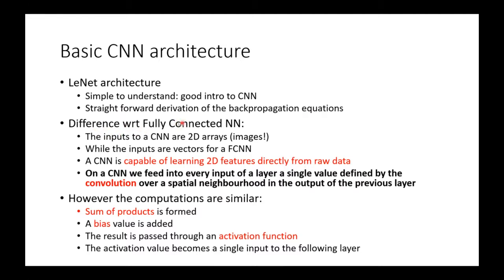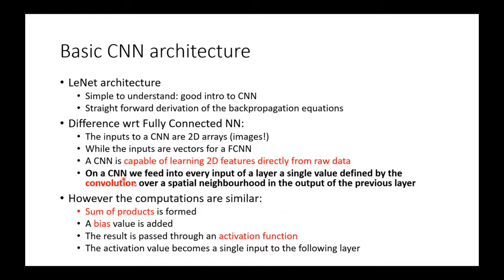These are the differences between a CNN and the fully connected neural network that we've just seen. First, as I said, the inputs to a convolutional neural network are 2D arrays, images, whereas the inputs of the fully connected neural network are vectors. The convolutional neural network is capable of learning 2D features directly from raw data. That's the main advantage.